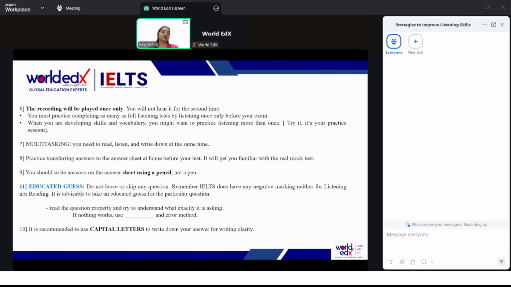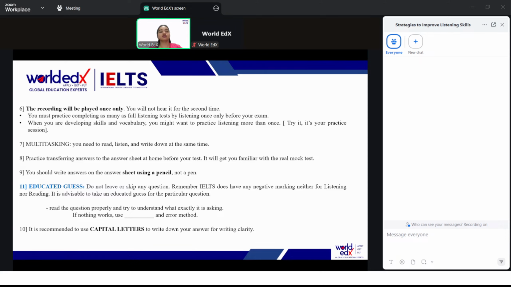The next is practice transferring answers to the answer sheet at home before your test. Yes. So what you can do is you can download a sample answer sheet, and while writing, try to write in rough and then you transfer it. So you will see if you're able to write it down in 10 minutes or not, and then you will gain the practice for it as well.